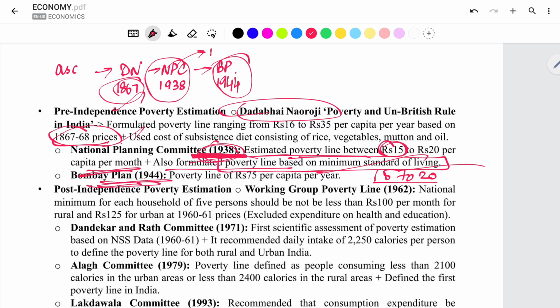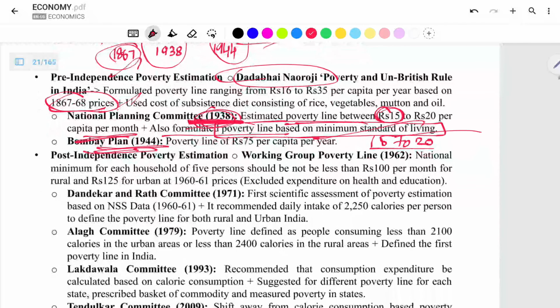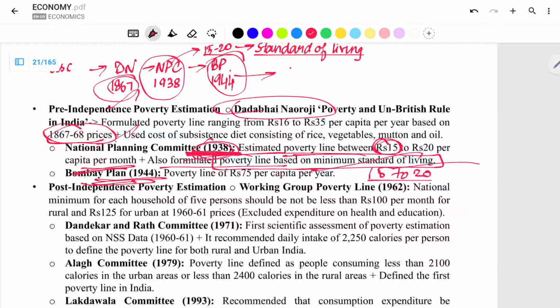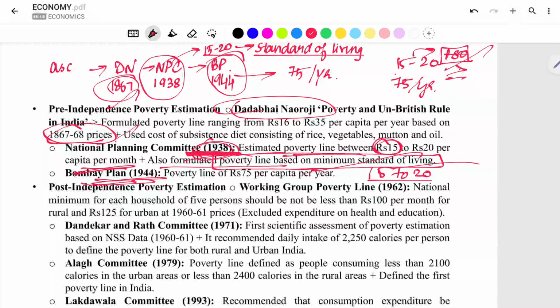Dadabhai Naoroji was telling certain things related to 1867-68. In the National Planning Committee, per month you require 15 to 20 rupees, and here they are telling the minimum standard of living. In the Bombay Plan, for the year they are calculating 75 per capita per year. 15 per month for 12 months is 180 rupees, but a little over half of this is what was suggested by the Bombay Plan in 1944, a poverty line of rupees 75 per capita.